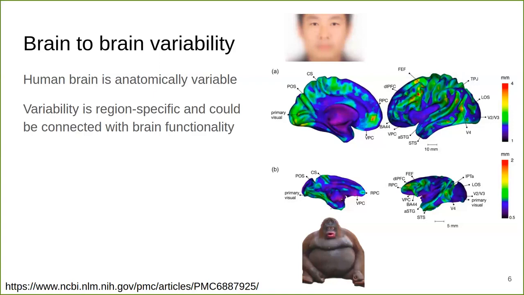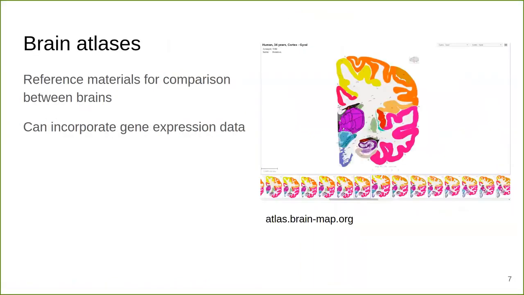But if you are planning a surgical intervention, that may spell a problem, because you don't really know what to operate on if you do not know the correspondence between the functionality and the anatomical structures. And for this, you might perform fMRI. And for this exact reason, people also created brain atlases that serve as reference materials for comparison between brains.